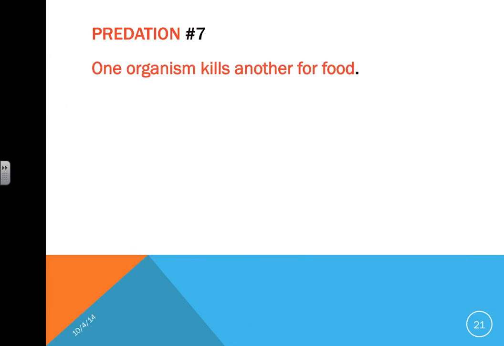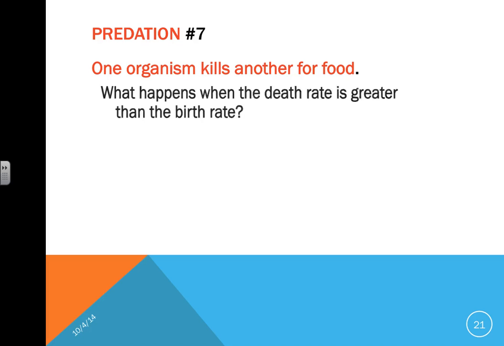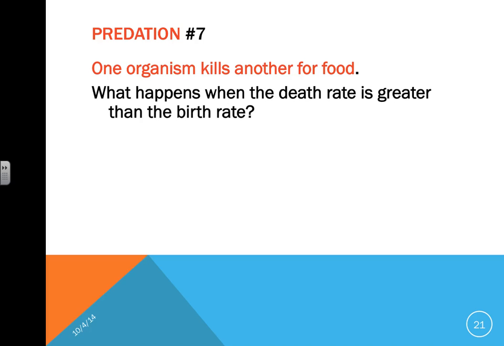Let's talk about predation. Definition: one organism kills another for food. It's in red. Make sure it's highlighted as a vocab word. What happens when the death rate is greater than the birth rate? We learned this in Chapter 1, Lesson 2. When the death rate is more than the birth rate, then the population numbers will go down. And predation can have a major effect on the population size.